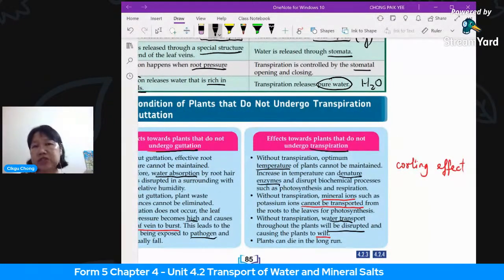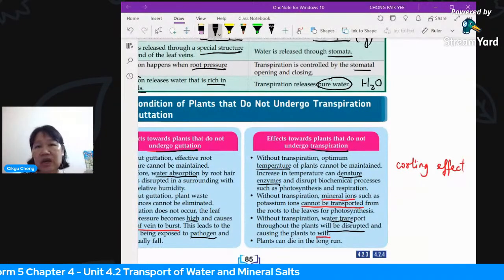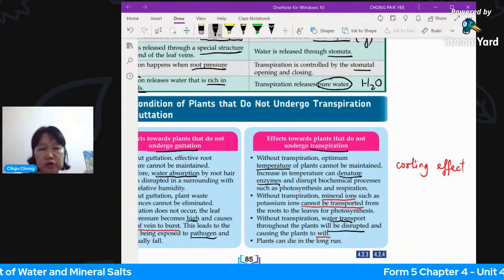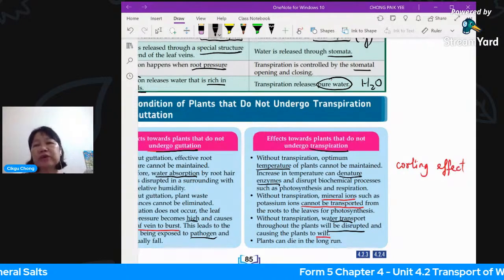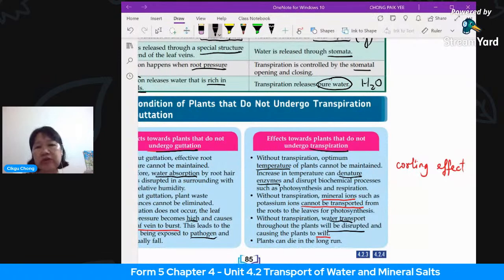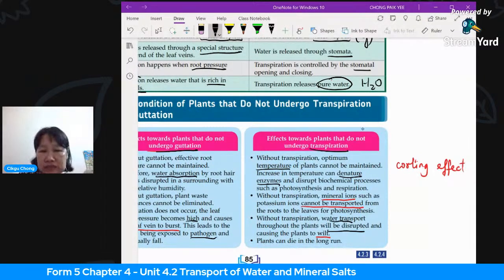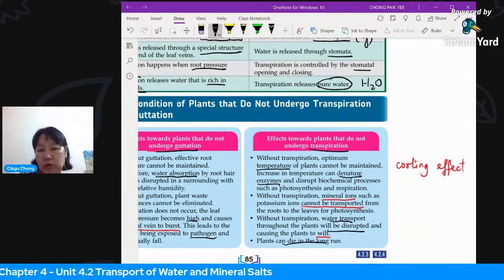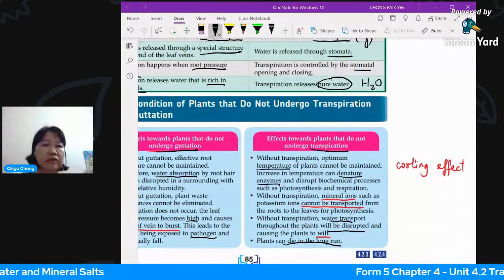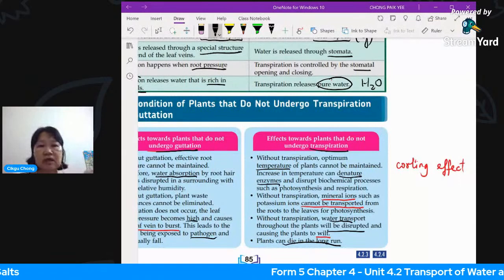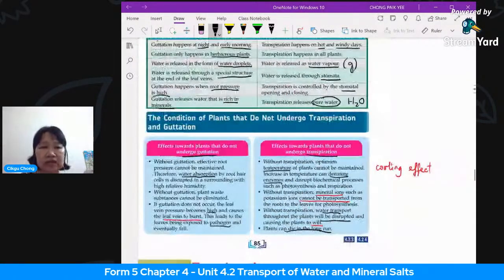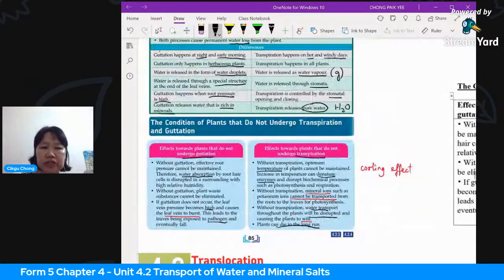But in Malaysia here, the weather is always humid and there's always rain. So usually there's no problem. When you have transpiration, the water will always be replenished, and there's actually a lot of water in the ground. Okay, then the plants can die in the long run when it has diminished the supply of water in the ground, and you do not replace it by watering the plant. So here you have the effect of plants that do not undergo guttation and transpiration.